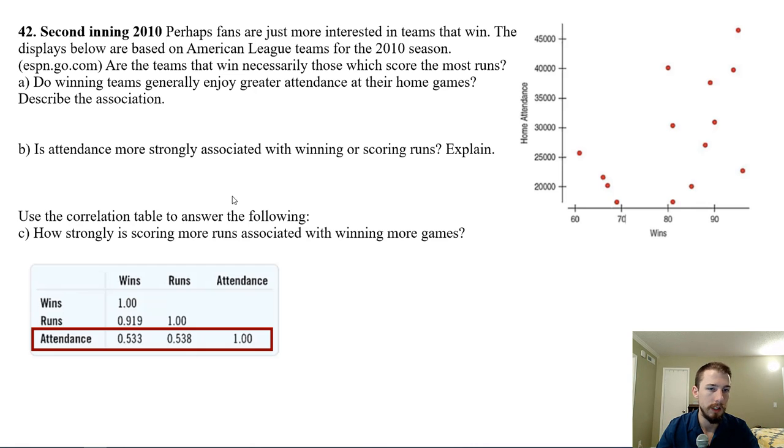42, second inning in 2010. Perhaps fans, so this is part 2. The first part was 41. So they wanted to know if attendance is driven by the runs. So if an American League baseball team scores more runs and makes it a more exciting game, maybe they have more attendance. I don't know. This is part 2 for that, so 42.